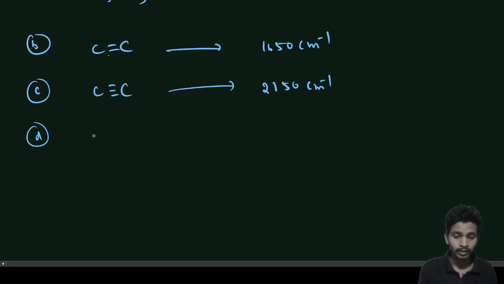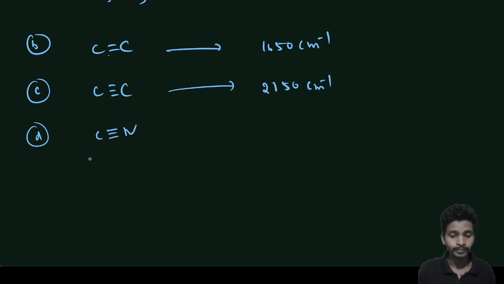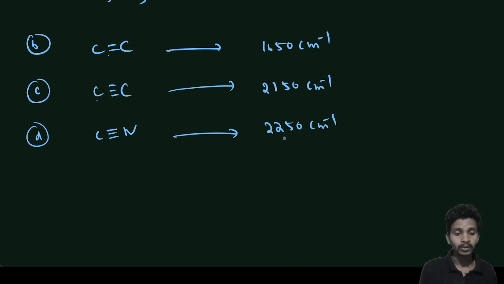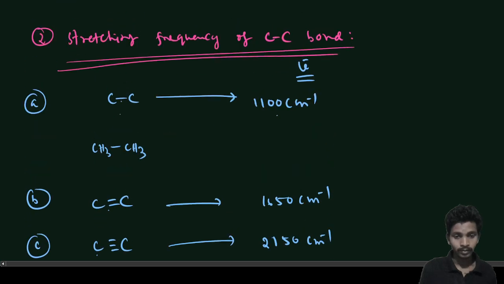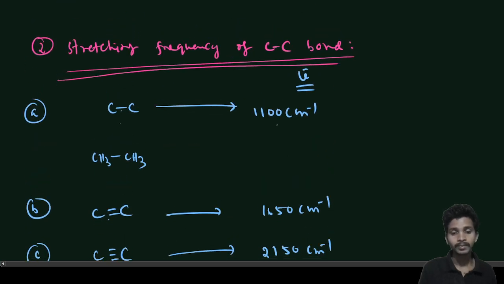Now another bond similar to that, C triple bond N. Here the polar difference between N and C is there, unlike the CC bond where it is 0. Also three bonds are there, so the stretching frequency increases to 2250 centimeter inverse. Two factors are working here: one is the polar difference, another is the larger number of bonds. So this is the stretching frequency of these bonds.